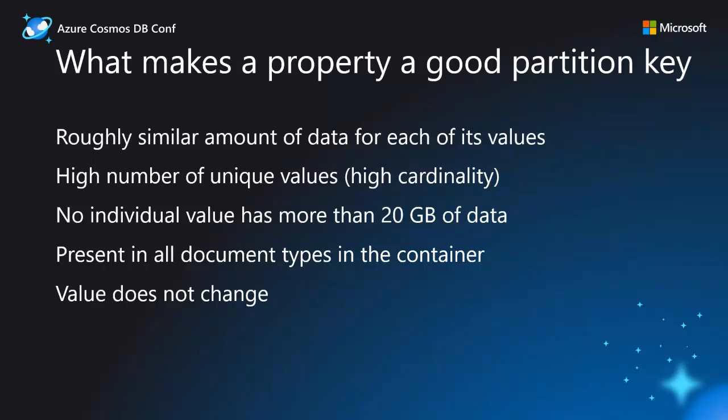Next, you want to pick a property that's present in all document types in the container. So say we have 2 different types of devices. We have maybe a motion sensor and a temperature sensor, and we're writing both types of documents into the same container. We want to make sure that the property that we pick is actually present in both document types. And lastly, you want to make sure that your value doesn't change. You really want to have a partition key that can spread your data evenly and isn't going to be constantly changing throughout any individual document.